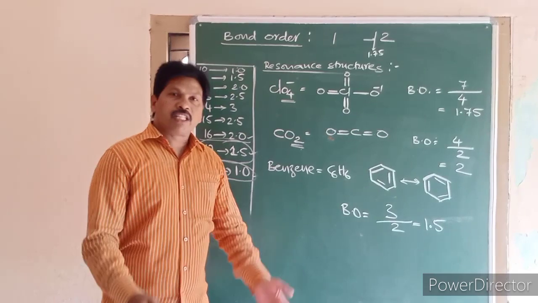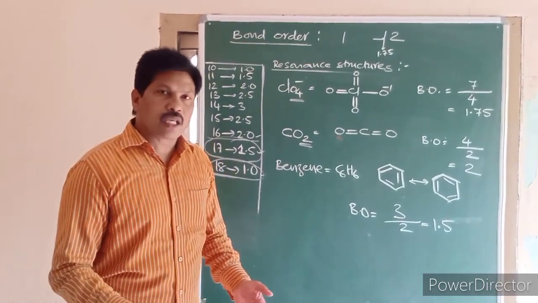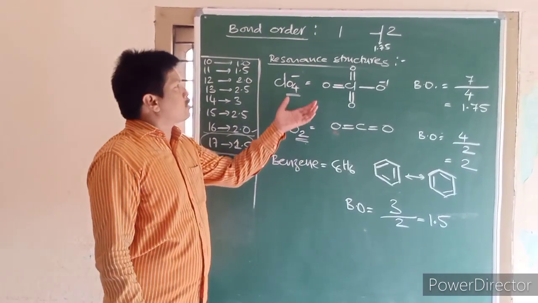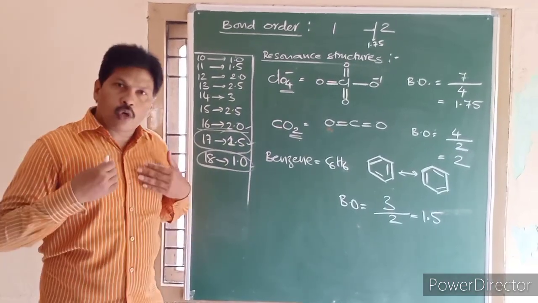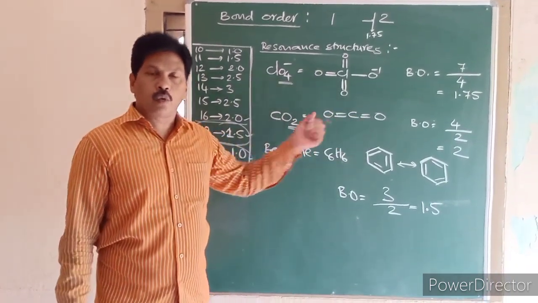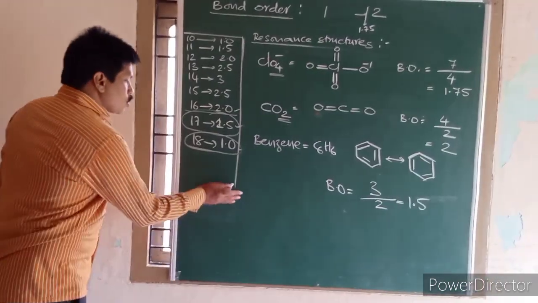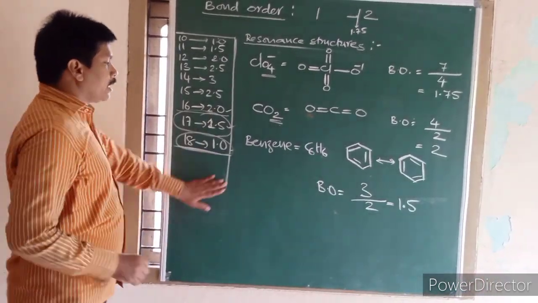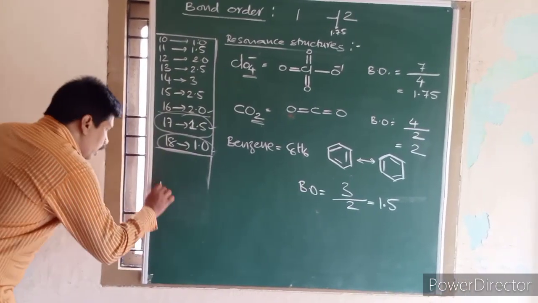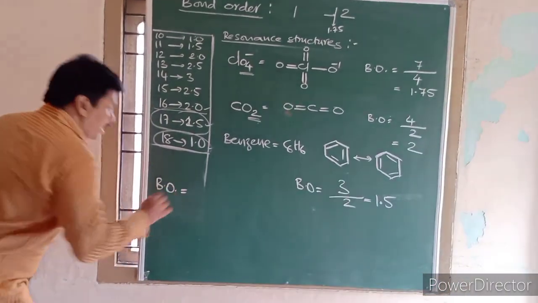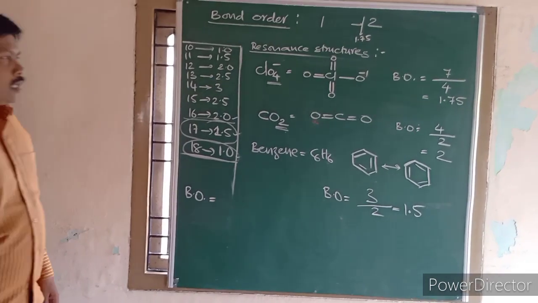But in chemistry, so many ions are there exhibiting different types of structures. We don't know the structure of any molecule or ion. In this manner, by using this formula, we are calculating the bond order. Bond order has another super trick, like this.